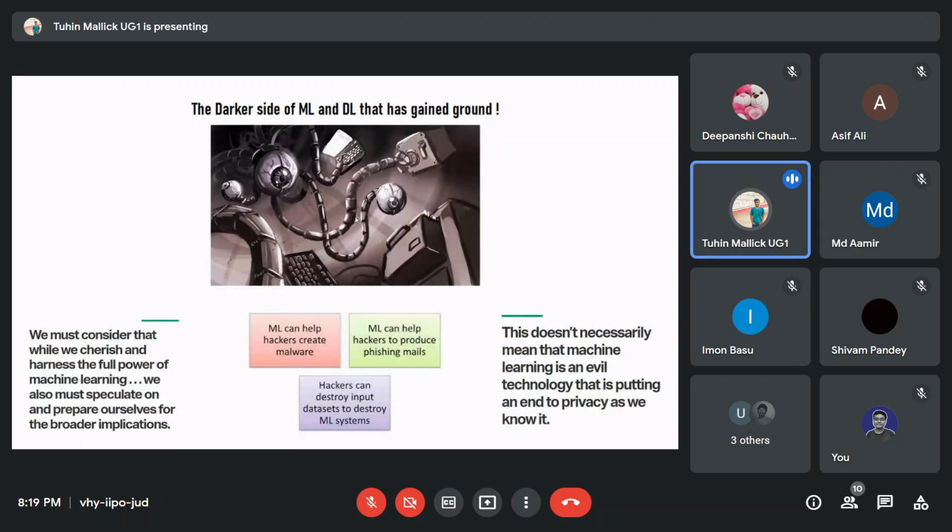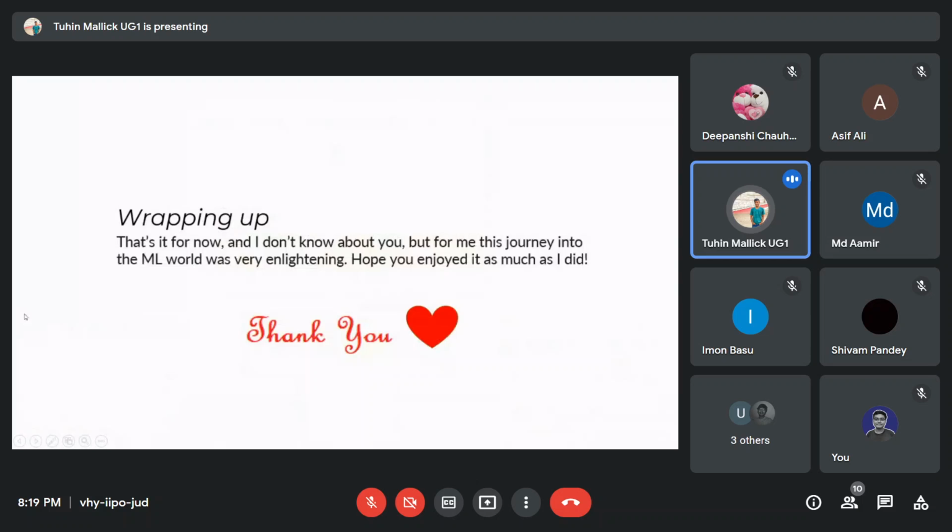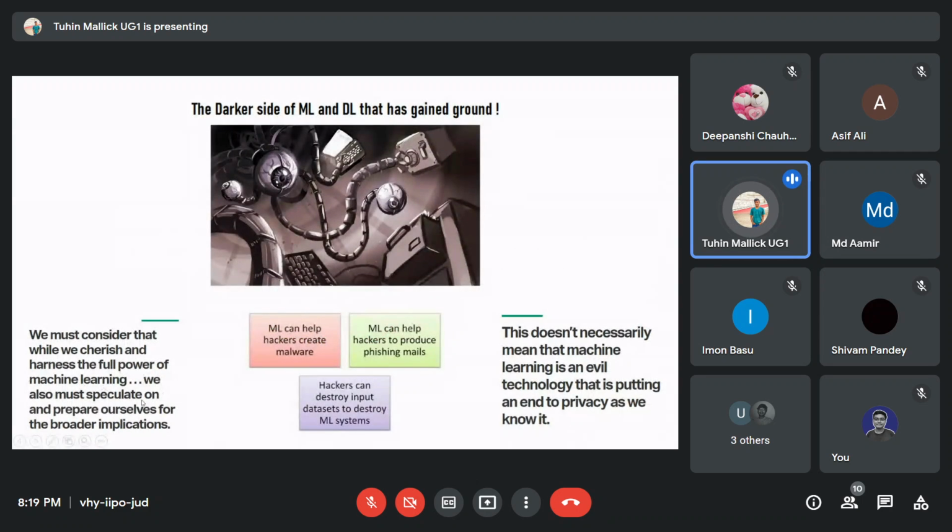But ultimately I will end here by saying that this doesn't necessarily mean that machine learning is an evil technology that is putting an end to privacy as we know it. We must consider that while we cherish and harness the full power of machine learning, we also must speculate on and prepare ourselves for the broader implications. Its advantages and benefits far outweigh its negative trade-offs. Yes, that is the silver lining of the cloud.